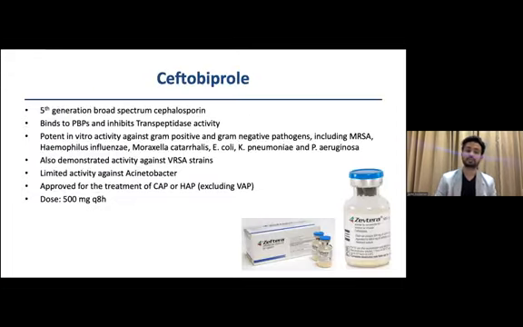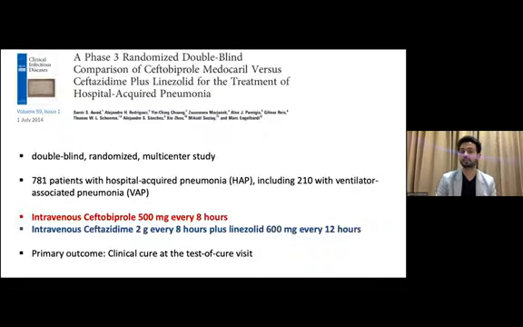Ceftobiprole is another 5th generation novel cephalosporin, which basically has significant activity against gram-positive and negative bugs, including those like Klebsiella, Pseudomonas, and E. coli. It is also effective against VRSA, but it has limited activity against Acinetobacter. So we mainly use it for treatment of CAP and HAP, but we don't use it for ventilator-associated pneumonia.